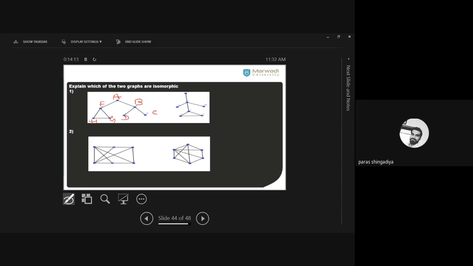So A has degree 2. Okay, so find such a place in the second graph whose degree should be 2. Okay, and here for the adjacency case, A is adjacent with B and F. Okay, A is adjacent with B and F. Its degree is also 3. Okay, degree is 3.